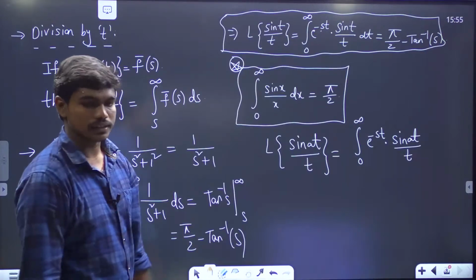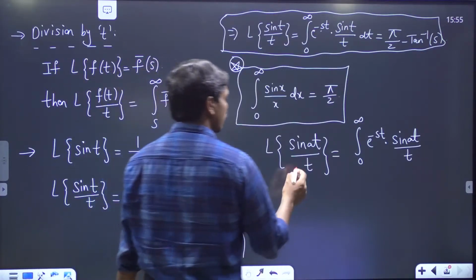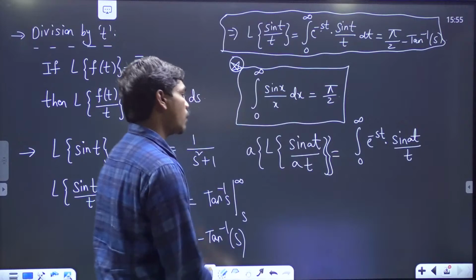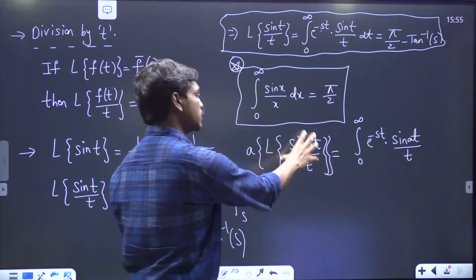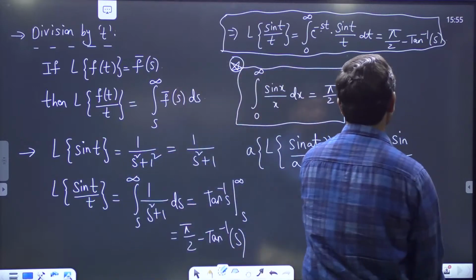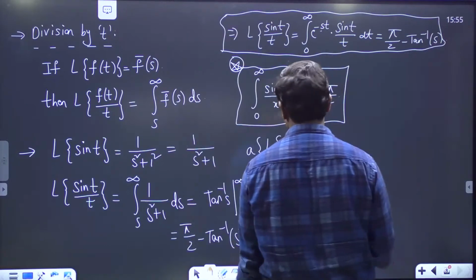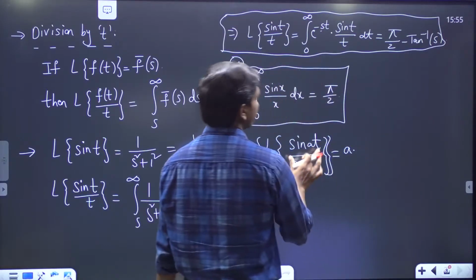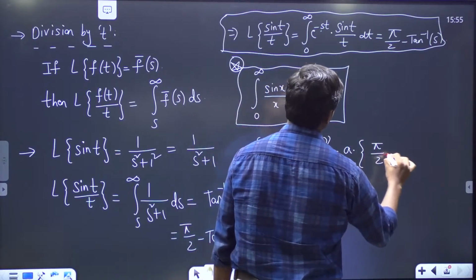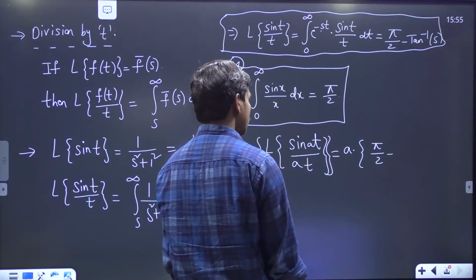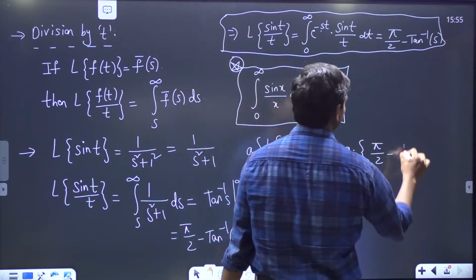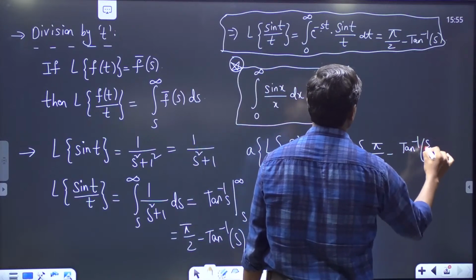Yes, 1 by a into, correct. Vamsi, if you see, this can be written as a into one more a here, correct? Because this a is a constant and this can be cancelled out. So for this, you can apply the change of scale property. Now if you apply it, this is equal to a into Laplace of sin t by t. For sin t by t, you have a into pi by 2 minus tan inverse of s by a.